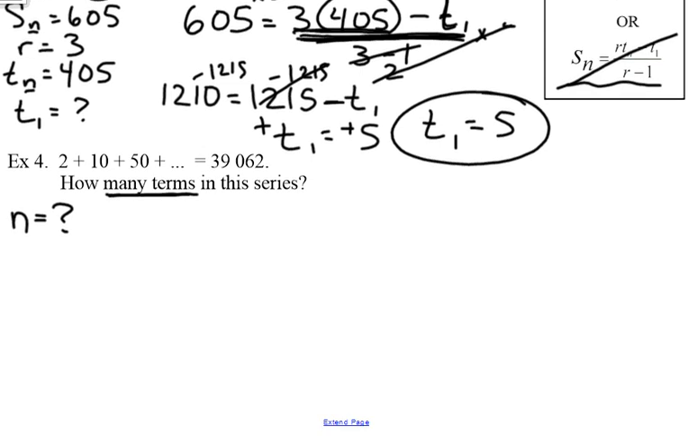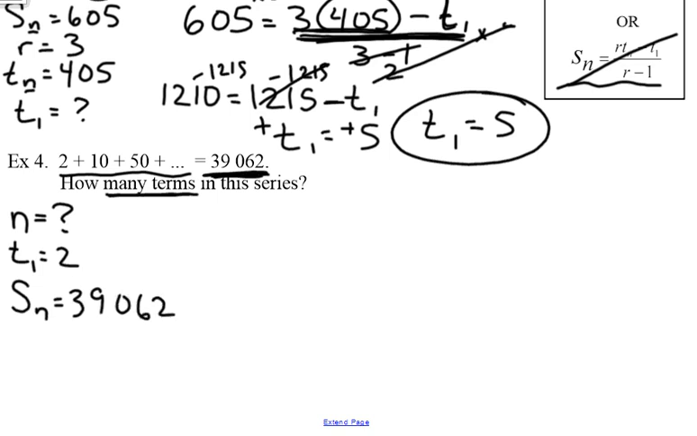All right, here we go. Trying to find the number of terms. What do we know? We know term 1 is 2, not a problem. We know the sum of all the terms. Not directly, but here's our series, and it tells us our sum. So we know we're dealing with 39,062.